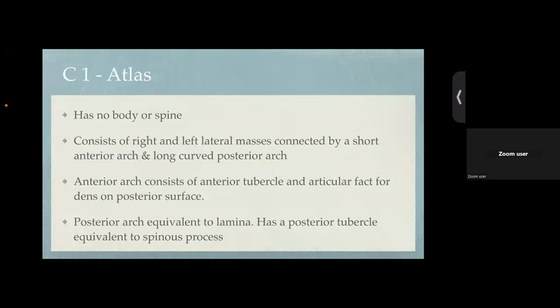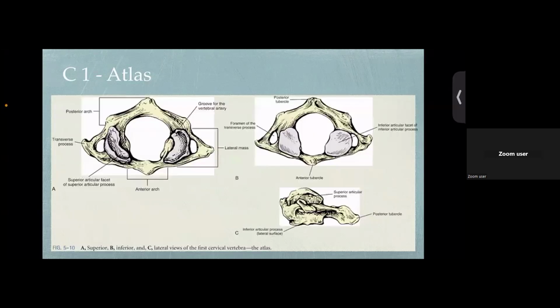And moving on to the atypical vertebrae. Starting with C1, which is also called the atlas. It has no body or spine. It consists of a right and left lateral mass connected by a short anterior arch and a long curved posterior arch. The anterior arch consists of a tubercle and an articular facet for the dens on the posterior surface of it. The posterior arch is equivalent to the lamina of the typical vertebrae and has a posterior tubercle, equivalent to the spinous process.